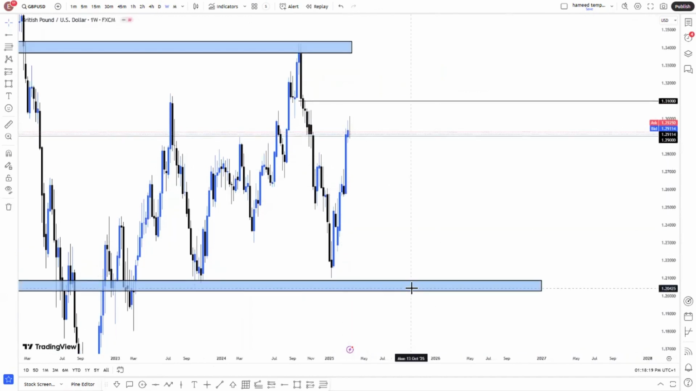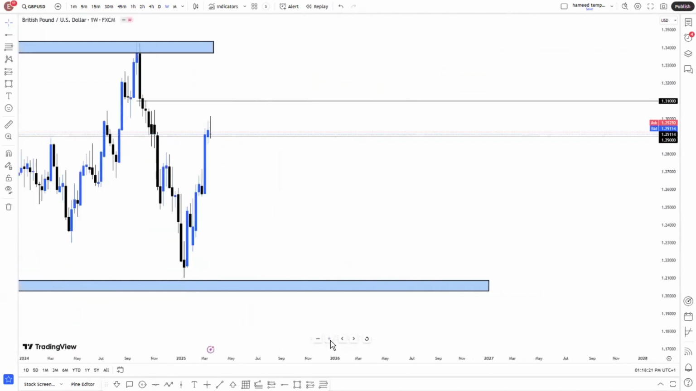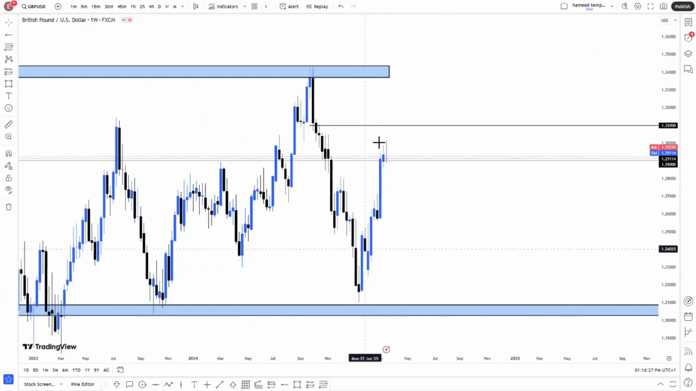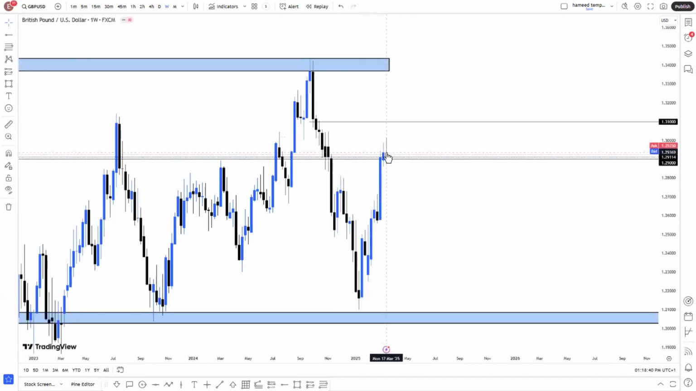On the weekly time frame here, we have a bullish run. This is a bullish move that we have on the weekly time frame. The market broke this level here, which is 1.29000, and came back into it. Last week's candle was a gravestone doji, which gives us an indecision pattern on the weekly time frame.